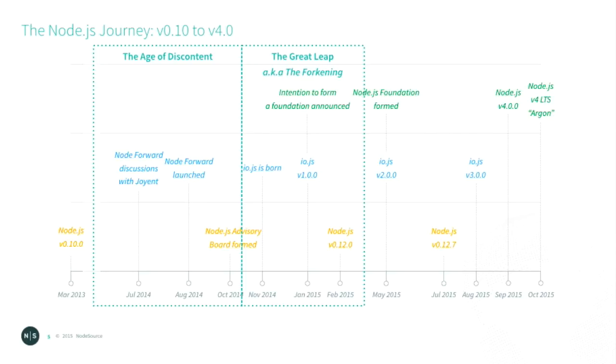And that led to io.js, which I'm calling the Great Leap, or alternatively, the forkening. The frustration got to the point where it was just like, there's nothing else we can do. And so the fork began, and that was io.js. And that happened in early November, and led up to the io.js version 1 release in January of this year.